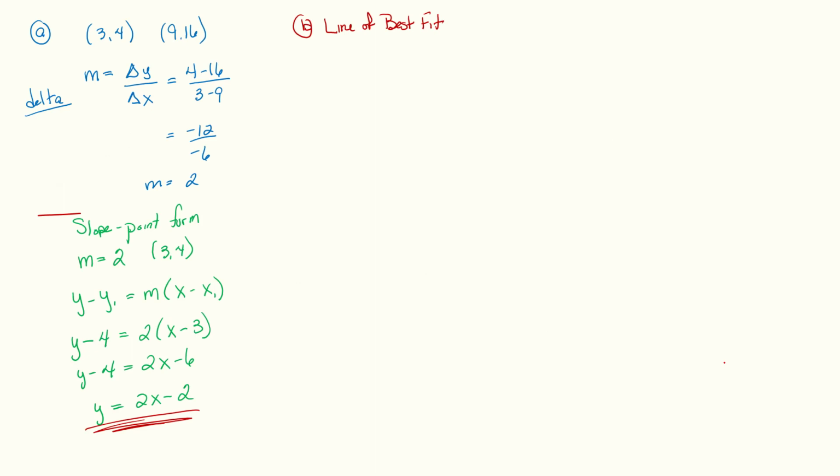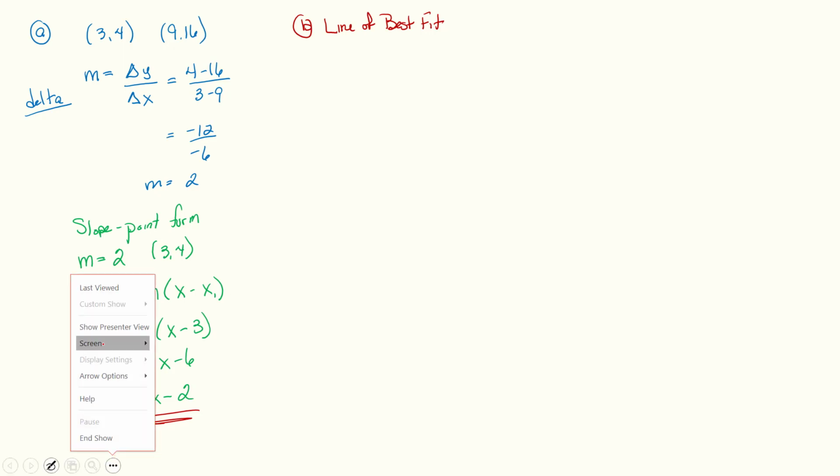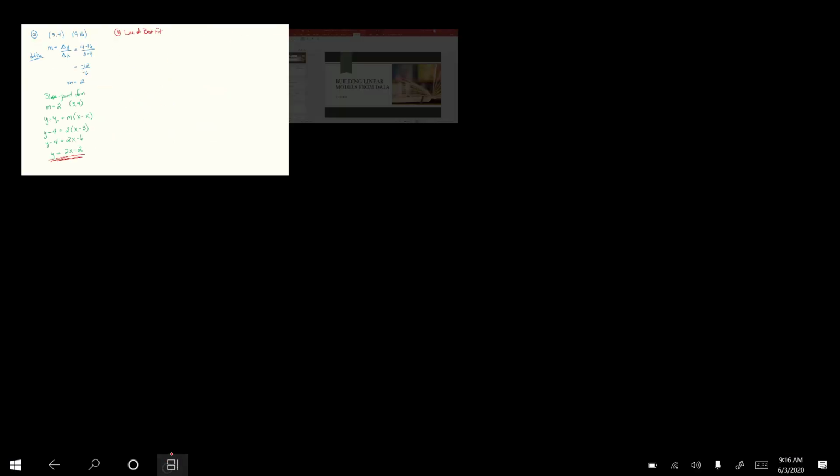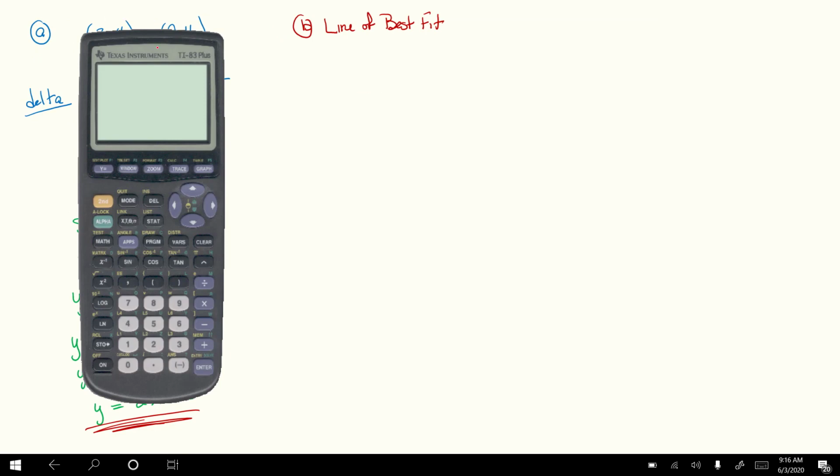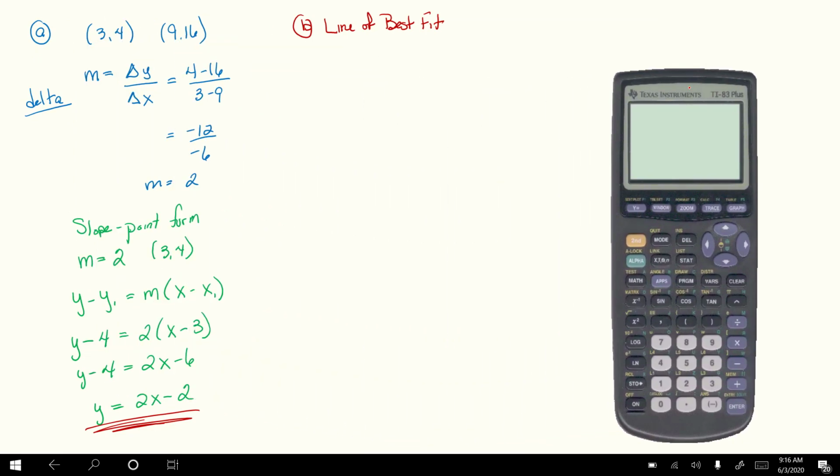So when they ask us to find the line of best fit, they're asking us to use every single data point. Well, the way we do that is we need our graphing calculator. So you go get yours and I'll get mine. So here's my calculator. I need to turn it on.